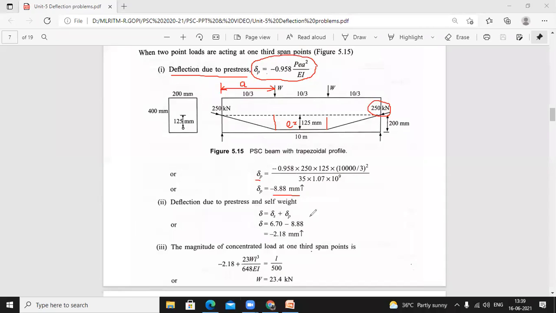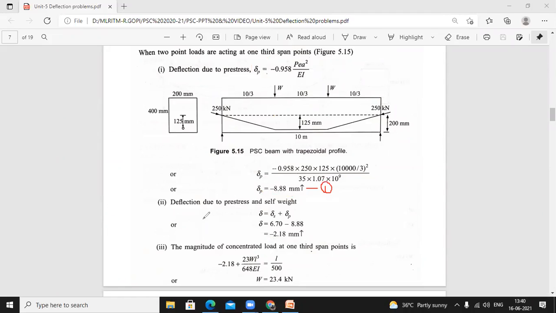So this is the answer for the first question. What is the question? The first question they ask is, what is the deflection due to prestress? So the answer is minus 8.88 mm upward. Due to this prestress, the beam bends upwards.